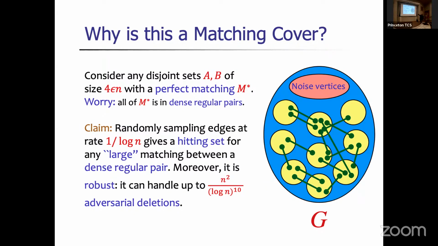And moreover, it's going to be robust because not only will I hit it once at this sampling rate, I'm going to actually collect a surplus of edges. So even if you deleted n square over (log n)^10 edges, I'll still have something left that will continue hitting this large set.